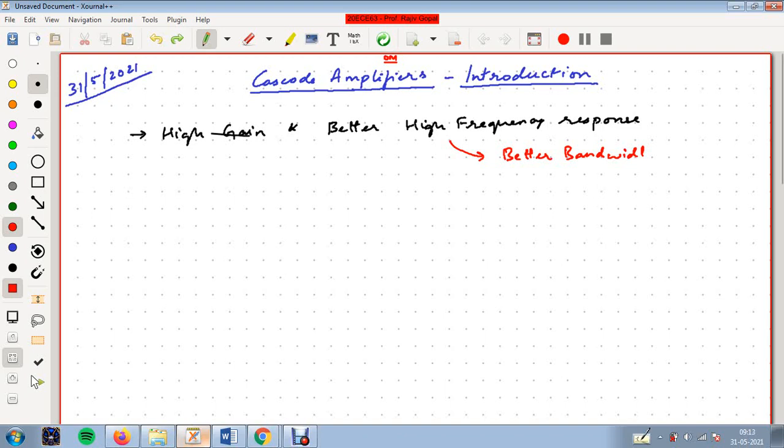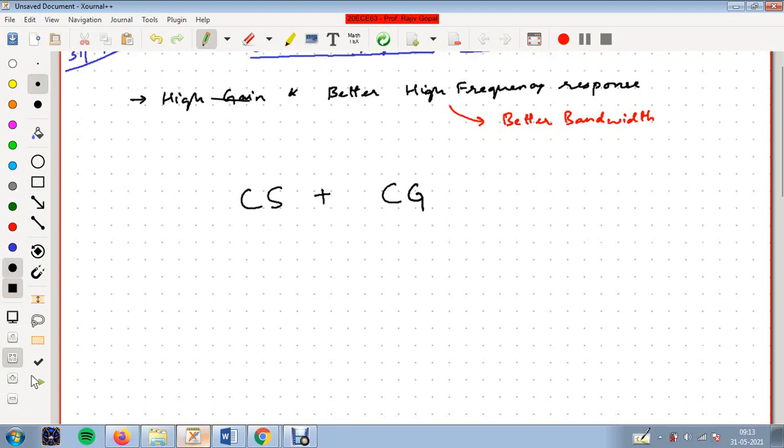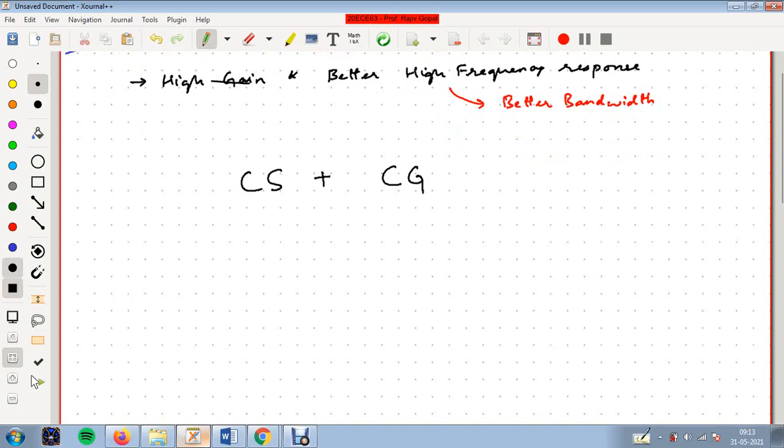So here we use a CS stage plus a common gate stage. A common source stage and a common gate stage. The common source stage will provide high gain, and the common gate stage will provide the better bandwidth part.